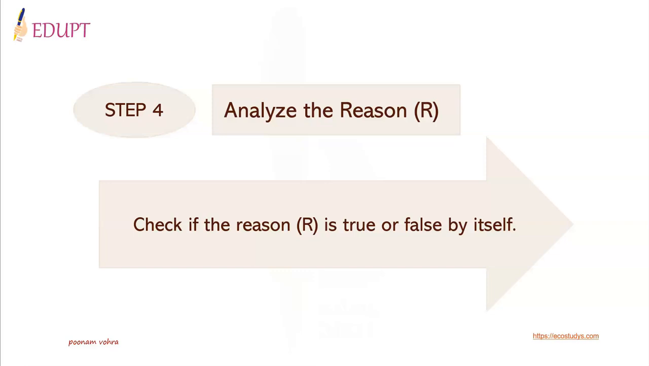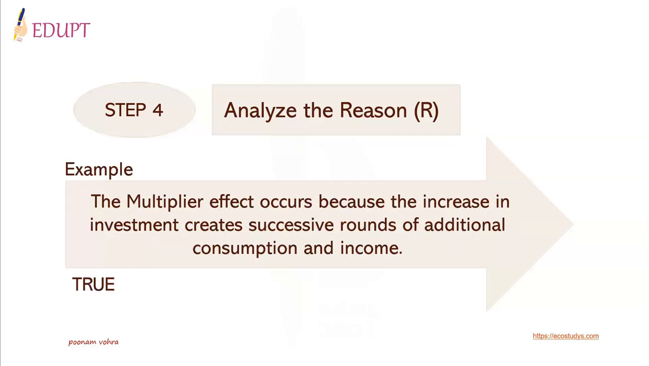Step 4. Now analyze the reason. Check if the reason is true or false by itself. Continuing with step 4, the reason statement is that the multiplier effect occurs because the increase in investment creates successive rounds of additional consumption and income. Ask yourself, is this statement true or false? Yes, it is true, because it explains the working of the multiplier effect.